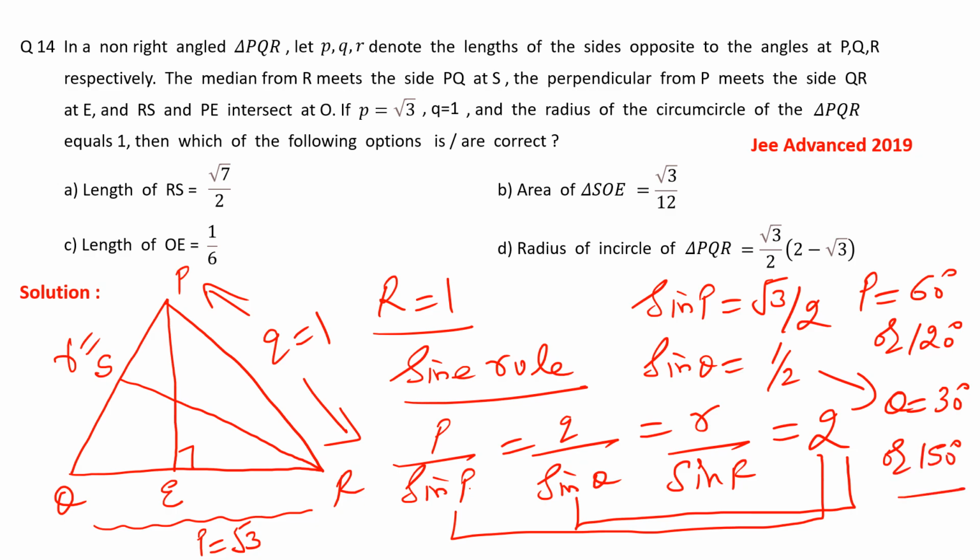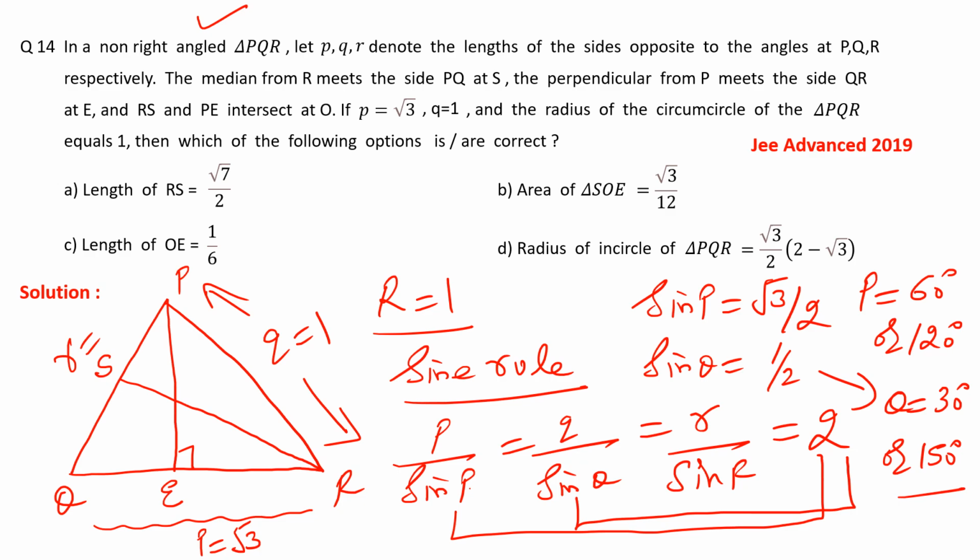Now we have to select the right combination. How can we do it? Now suppose P is 60 degree and Q I am taking as 30 degree. Then the sum of these two angles will become 90. So the angle R, which is the third angle of the triangle, will come as 90, which is not possible because I have been given that triangle PQR is a non-right angle triangle. Fine. And the 60 and 150 combination will also fail.